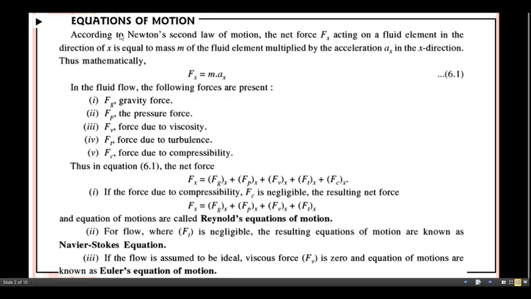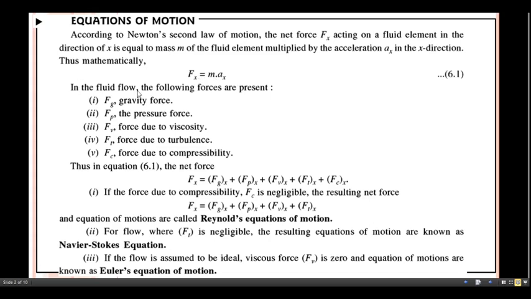So let us start with the equation of motion. According to Newton's second law of motion, the net force Fx acting on a fluid element in the direction x is equal to the mass m of the fluid element multiplied by the acceleration ax in the x direction. Mathematically, F equals ma, where the suffix x indicates the direction x.